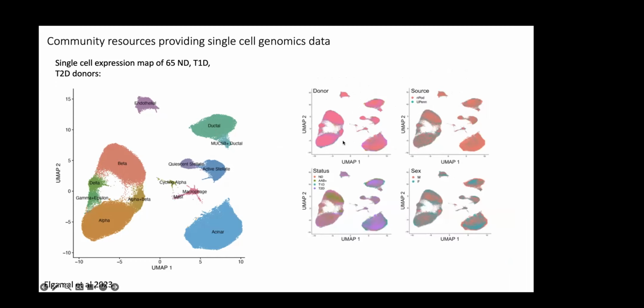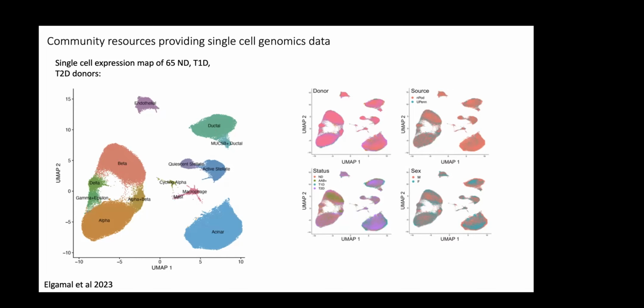And so these maps, as I said, contain data from many donors. In this case, 65 non-diabetic, type 1 diabetic, and type 2 diabetic donors. One key thing in taking these single cell data and producing these maps is the integration of profiles across donors. I won't get into the details of how that's done, but essentially it's some level of correction for batch effects across different variables, and there are different thoughts about the best ways to do that.